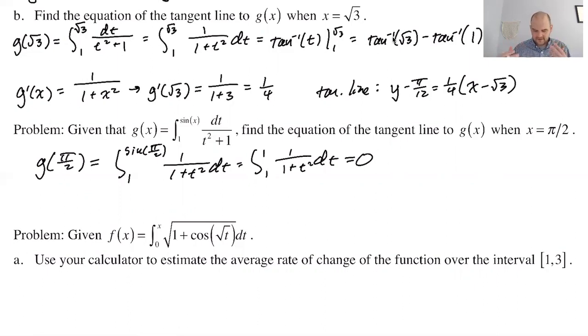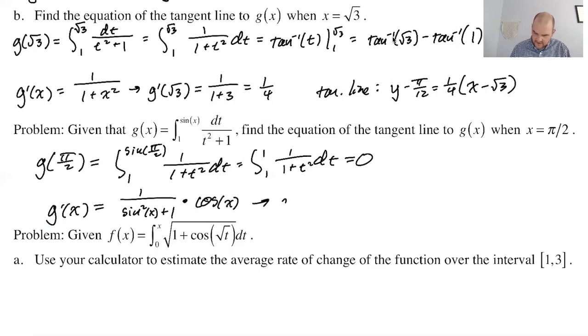So g prime is a little different this time, right? You always want to go back and think, how do we find g prime? Well, g prime of x is going to be the integrand where every t that we see is replaced with the upper bound, with sine of x there. So it's going to be 1 over sine squared of x plus 1, times the derivative of the upper bound, which is the derivative of sine, which is cosine.